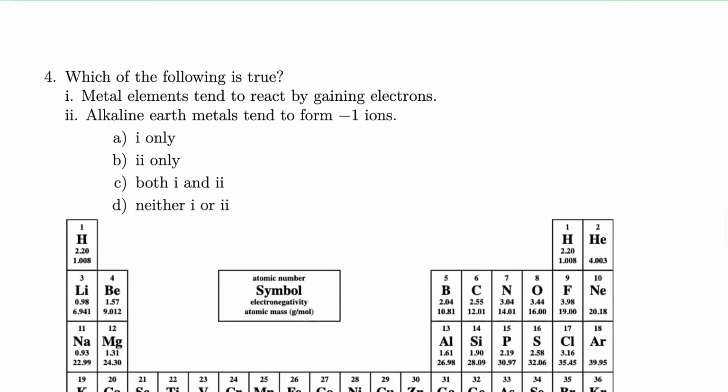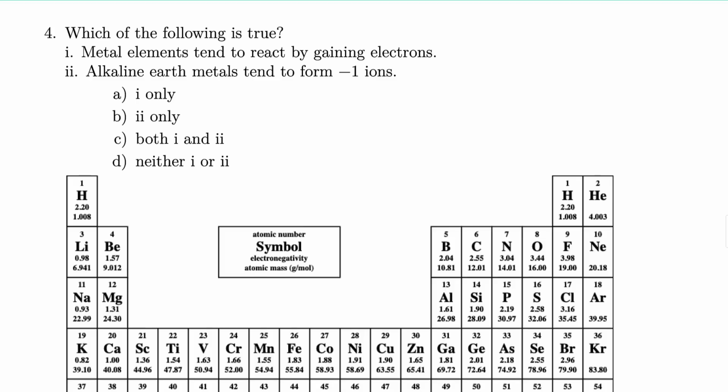Which of the following is true? Metal elements tend to react by gaining electrons. That's false. Metals tend to react by losing electrons. Remember, metals are in the lower left of the periodic table. They have smaller ionization energies.